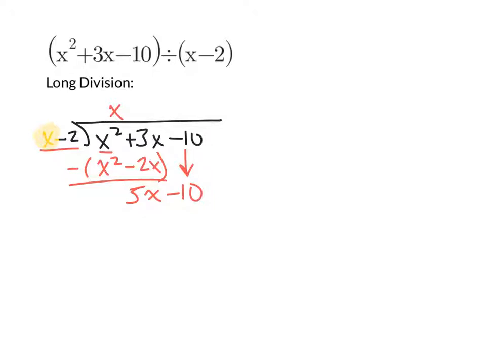Going back to that x, what do I have to multiply that x by to turn it into 5x? Of course, we multiply it by 5. Go back and multiply the entire expression by 5x minus 10, and subtract. 5x minus 5x is 0. Negative 10 minus negative 10 is 0 as well. So there's no remainder, and this division yields a result of x plus 5.